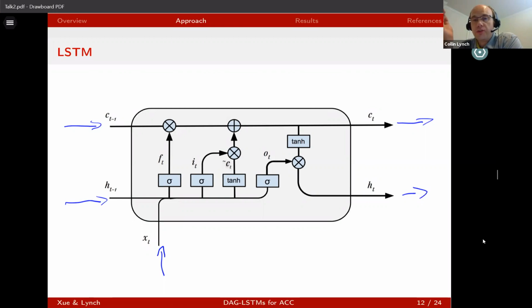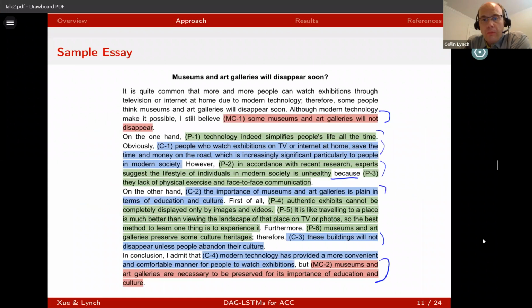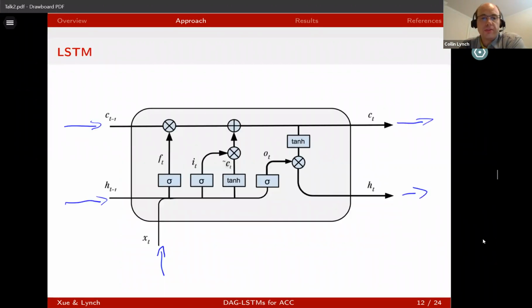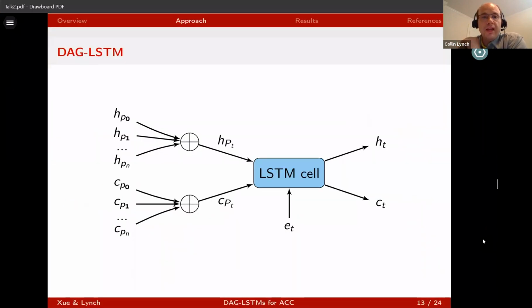If our goal is to, say, classify a sentence, we would propagate through it, and let's take this one, "museums and art galleries," passing each of these tokens into an LSTM and carrying forward the hidden and cell state from the prior steps in the sequence. As I said, I don't have time to go into all the details, but look in the paper for a more thorough description. What we also use here are DAG LSTMs, sometimes known as lattice models.